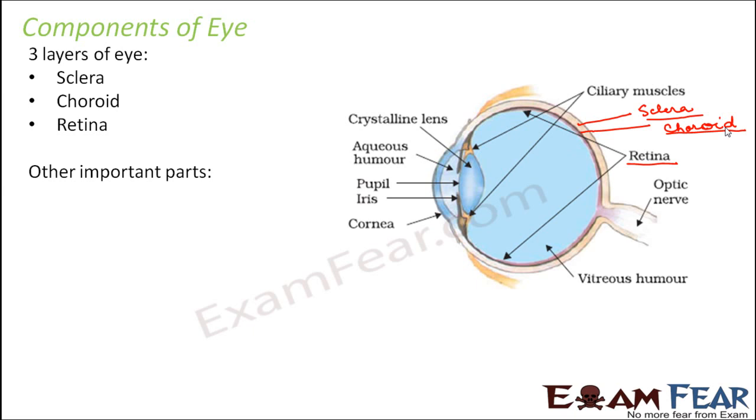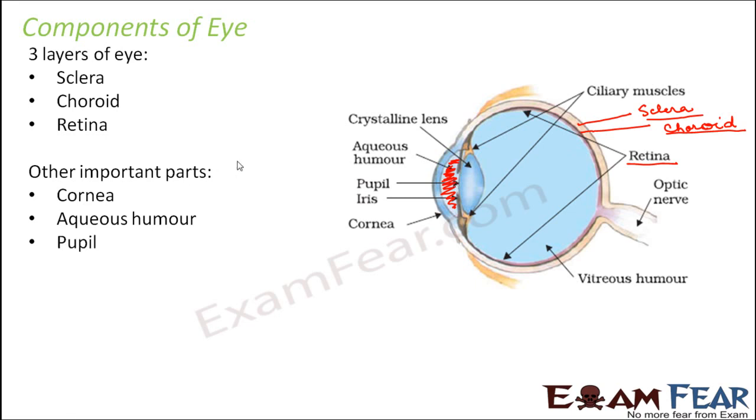Besides the three layers of the eye, we have other important parts as well. Cornea. Where is the cornea? It is the front portion of the eye, which is the white visible portion of the eye. Next is the aqueous humor. It is this portion between the cornea and the lens. This portion is filled with a fluid which is called aqueous humor.